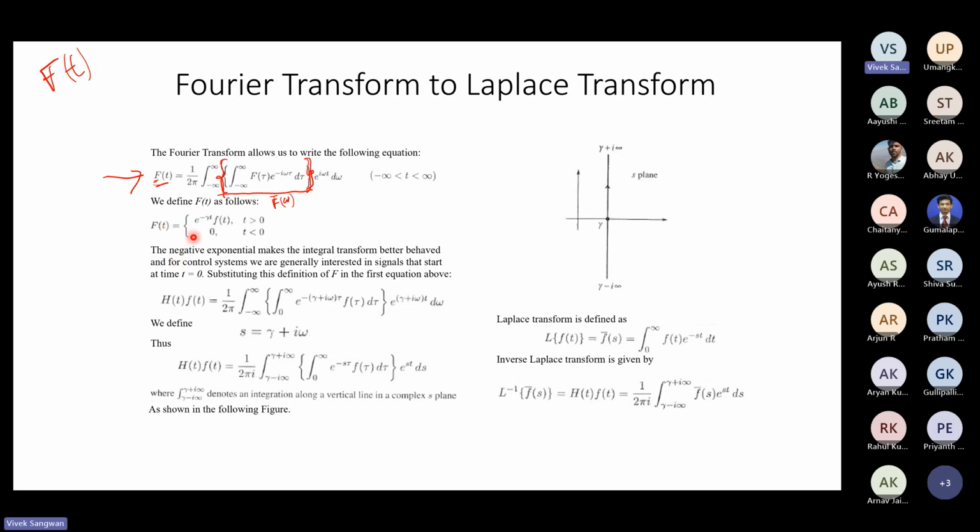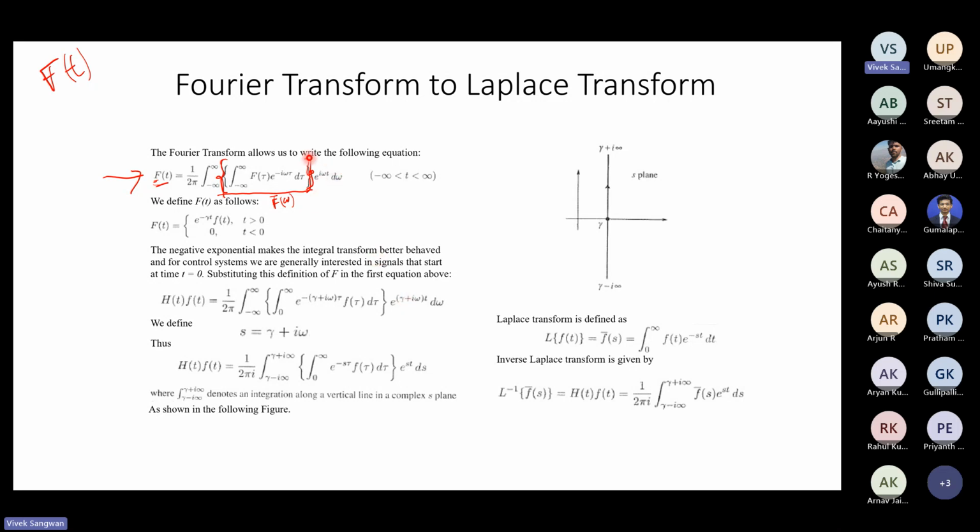So what we have done in the next step is we have substituted this choice of capital F(t) in this expression. When we do so, this function can be written as capital H(t) times f(t) times e raised to the power minus gamma t. What we have done is that e raised to the power minus gamma t that was supposed to be here, we took it on the other side. And when we took it on the other side, instead of becoming e raised to the power minus gamma t, it became e raised to the power plus gamma t.